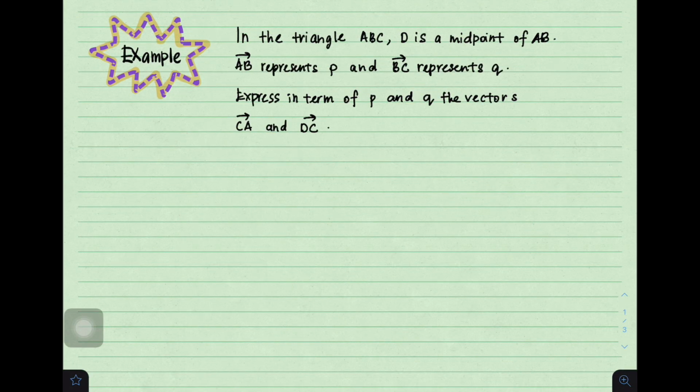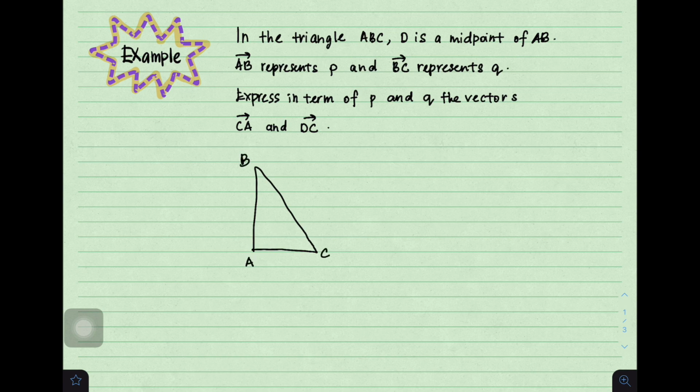See this example. In the triangle ABC, D is a midpoint of AB. Okay, so vector A to B, you need to know, is represented by P and vector B to C is represented by Q. Express in terms of P and Q the vector C to A and D to C. Okay. So let's say we have a triangle. Okay, so the triangle is A, B, and C.